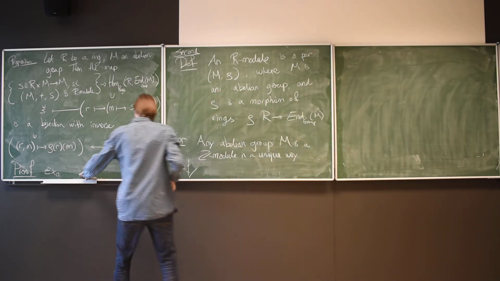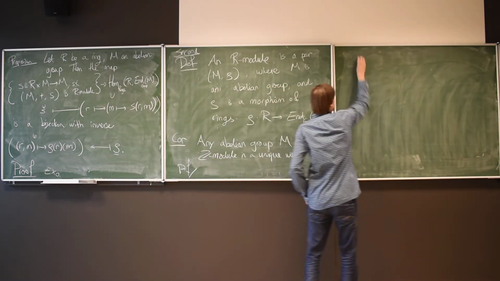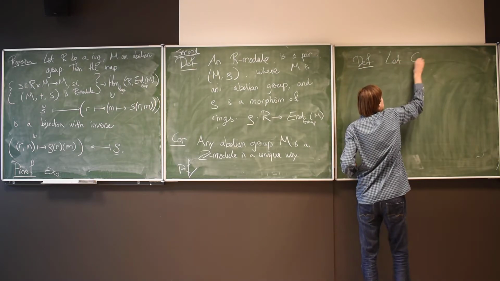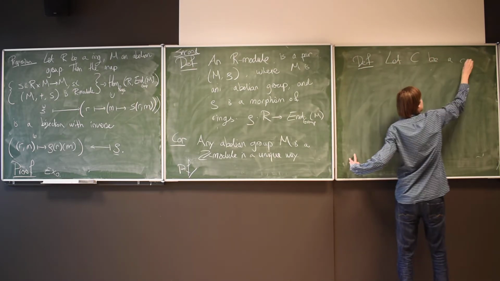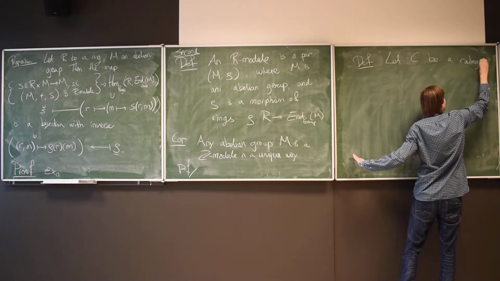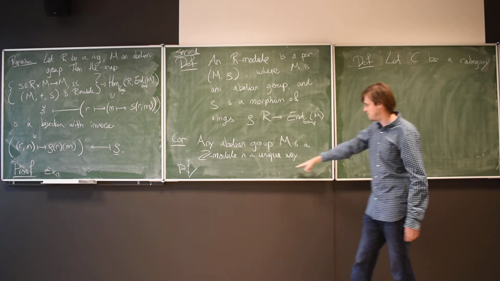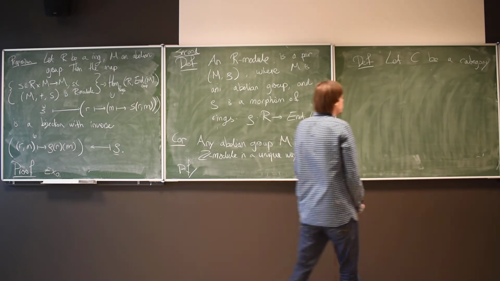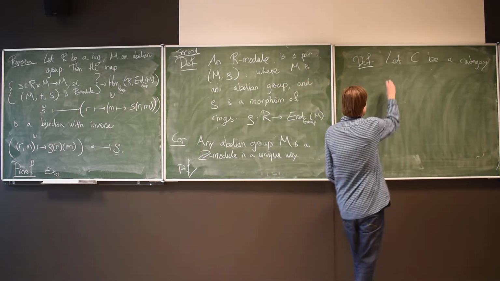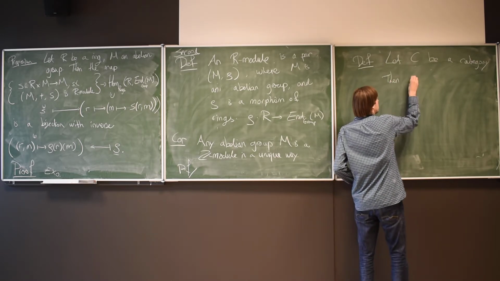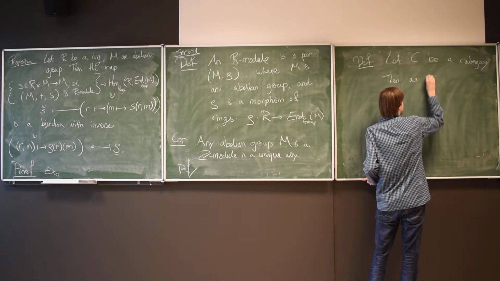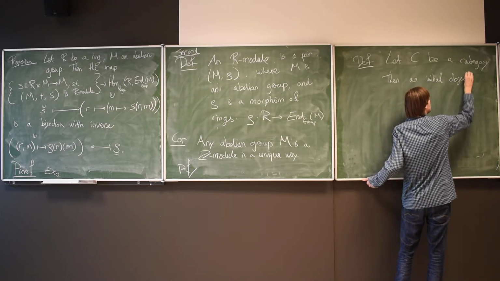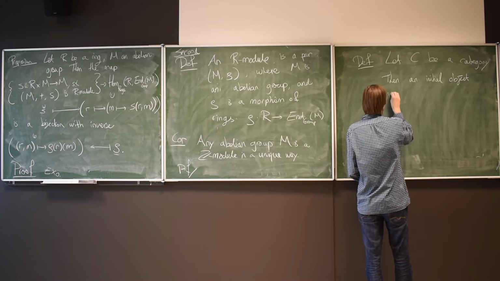Okay, so definition. Let's see the category. Right, so here I was about to apply it to the category of rings. You can do it for any category. So let C be a category. Then an initial object is a pair.